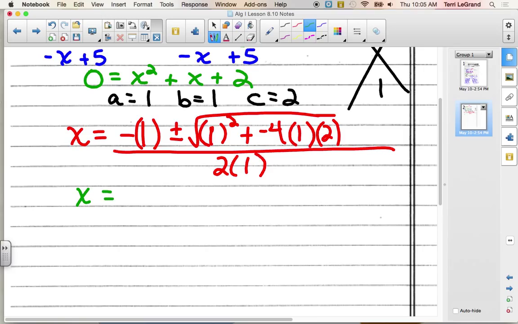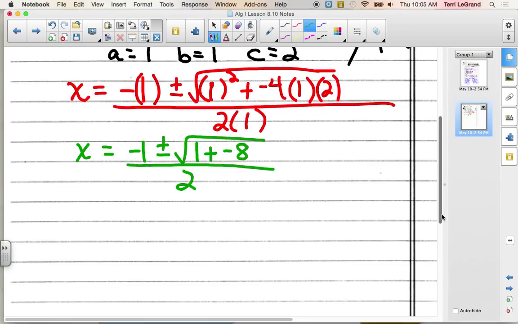X equals, the opposite of 1 is -1. We're going to end up with 1 plus -8 all over 2. Well, x equals -1 plus or minus the square root of what? -7 all over 2. The square root of -7 over 2. What are we going to do? We're going to do what we did yesterday. Yeah? Really?